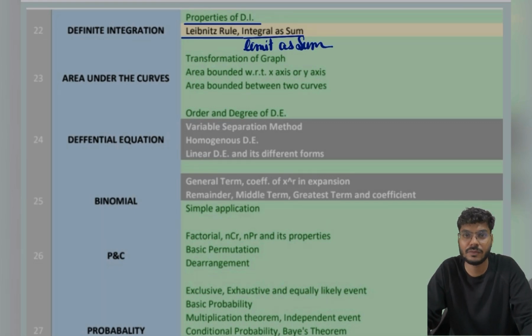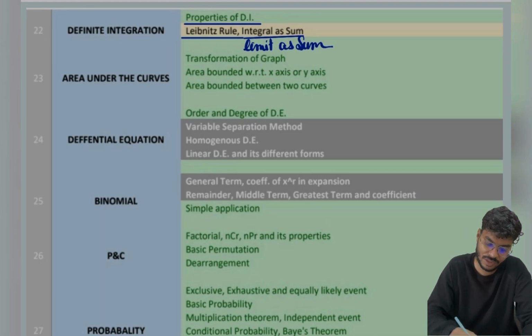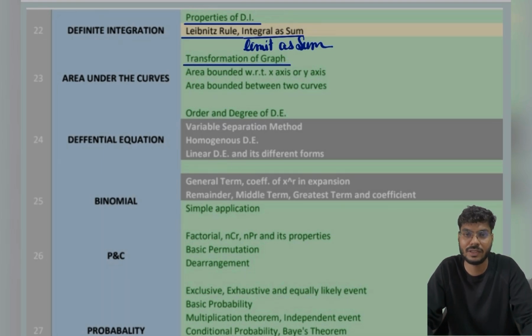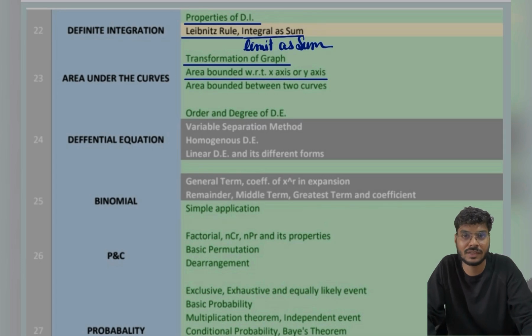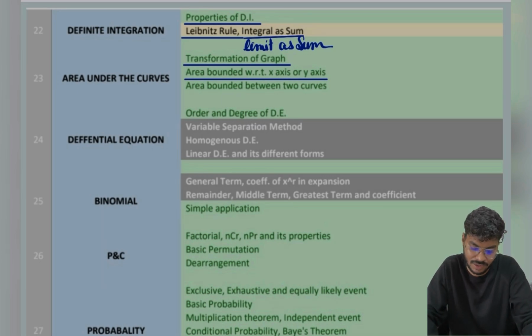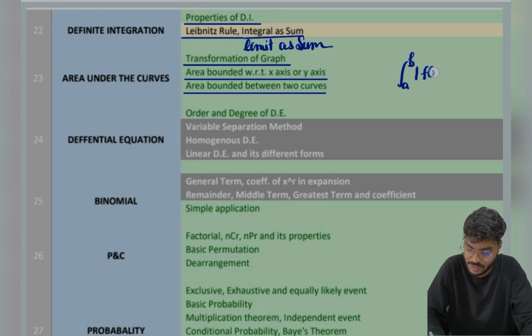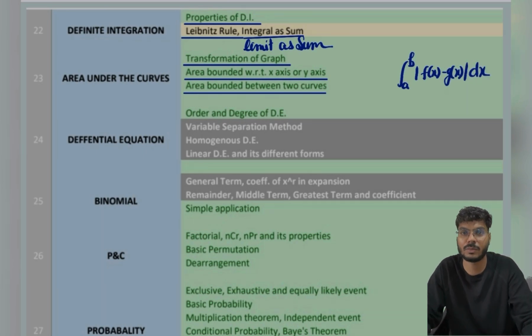In the area under the curve, you should know how to transform the curve. Basically, which curves? Parabola, circle, ellipse. So basically, you know what the transformations of the graph are. You know each and every graph of the parabola. Then area of the parabola with respect to x-axis, with respect to y-axis, area of trigonometric functions, anything they can ask. Area between two curves, we know the formula, a to b mod of f x minus g x dx. This is nothing but the area between the curves. You know how to open the modulus function.